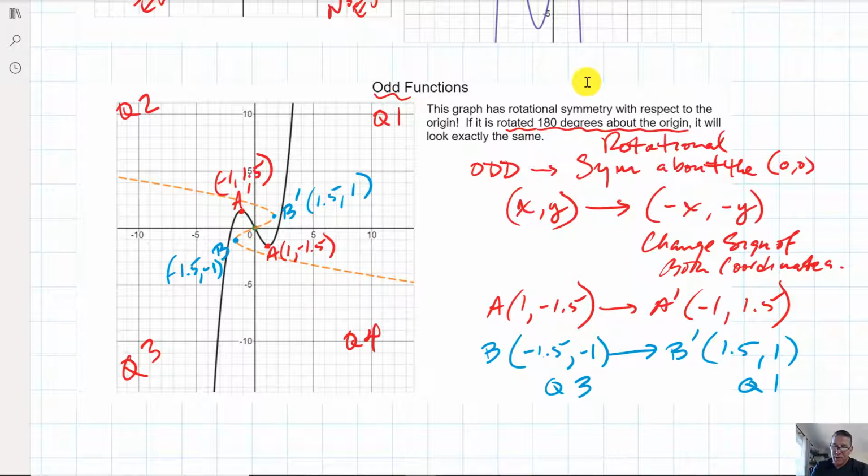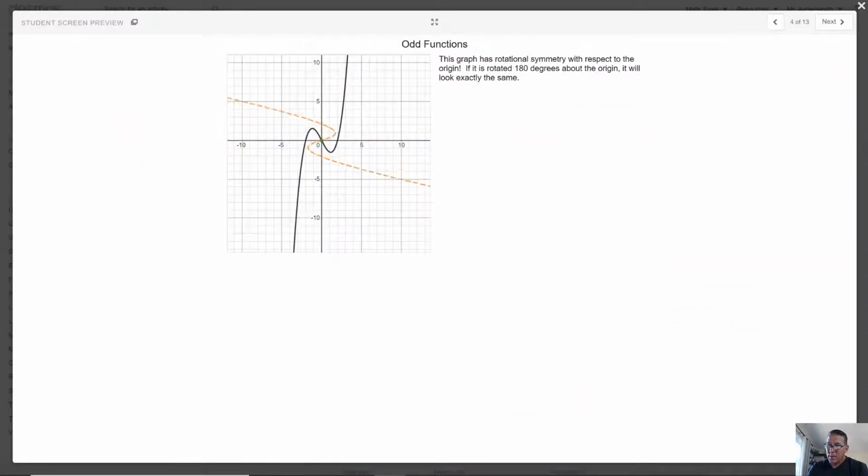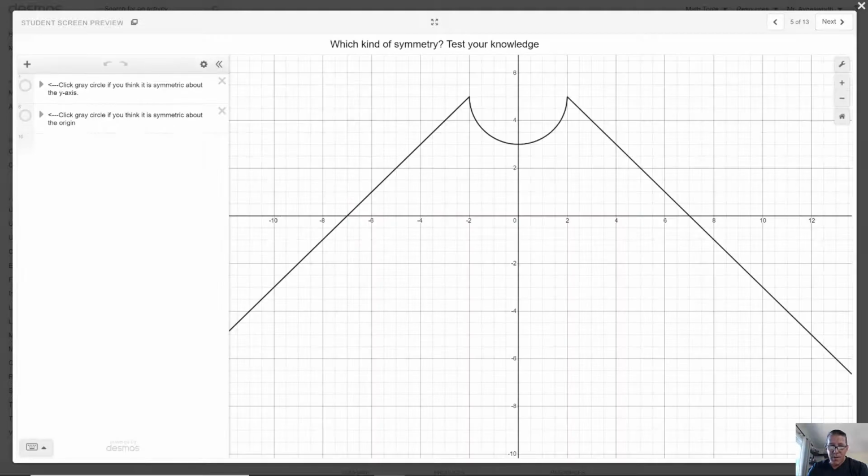Any point that starts off in quadrant 4 goes to quadrant 2. Why? Because it's 180 degree rotational symmetry about the origin, and that always happens in a graph, if it's odd, that is. So this is odd functions only. So let's see what's going on in the next ones here.